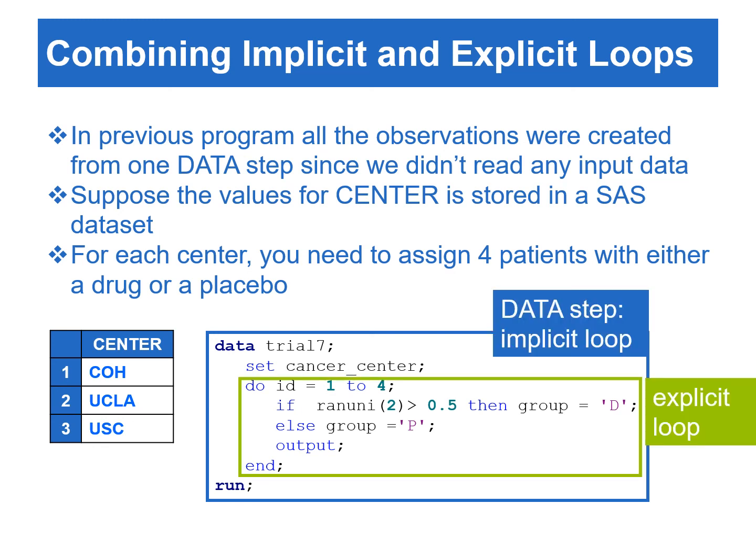In this situation, we need to read the value for the center variable via the implicit loop. Then for each center that is being read into the PDV, we need to utilize an explicit loop to create the ID and group variables.